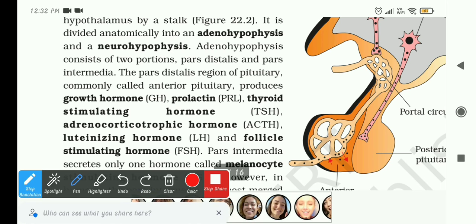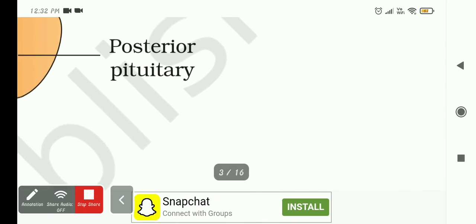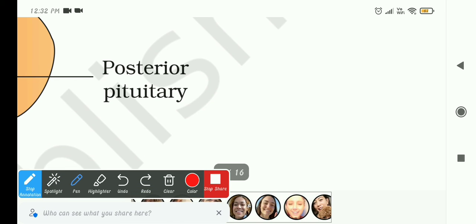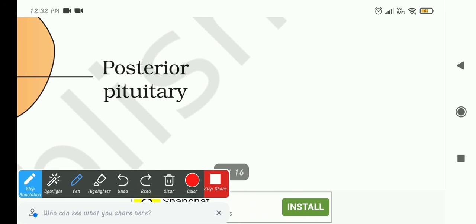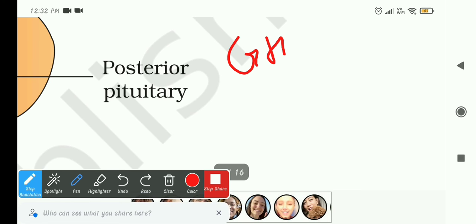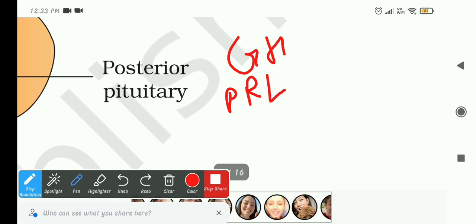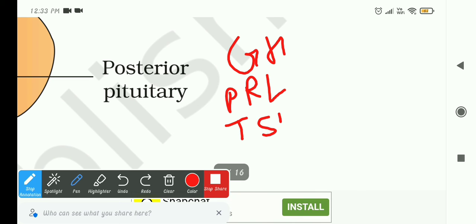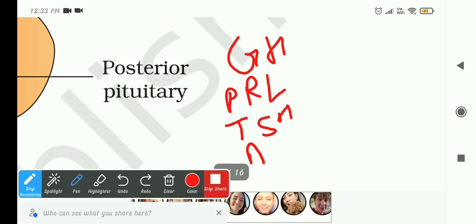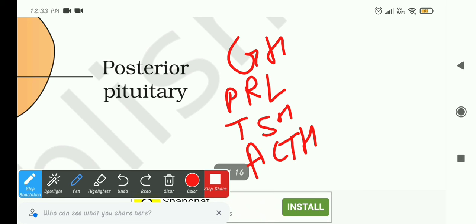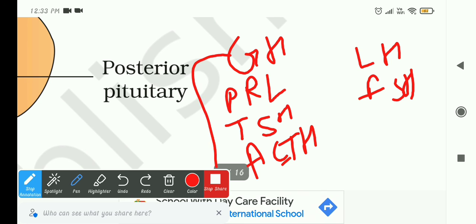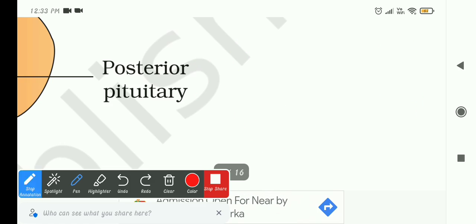Okay, I think I should write. You can learn it by the short forms. GH is released, then PRL, prolactin. Next we have thyroid stimulating hormone, TSH. We have ACTH, which is adrenocorticotropic hormone. Next we have LH, luteinizing hormone. Then we have FSH, which is follicle stimulating hormone. Try to learn it by the short forms. You will find it easier to learn.